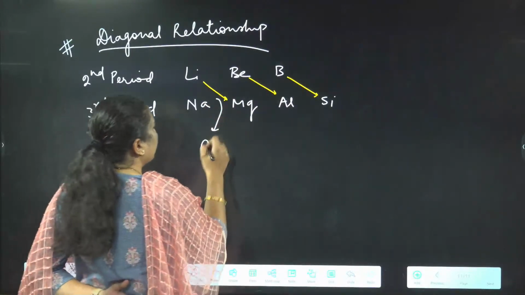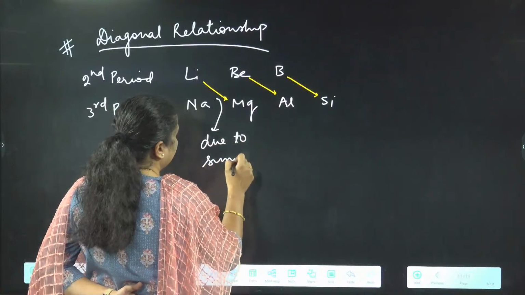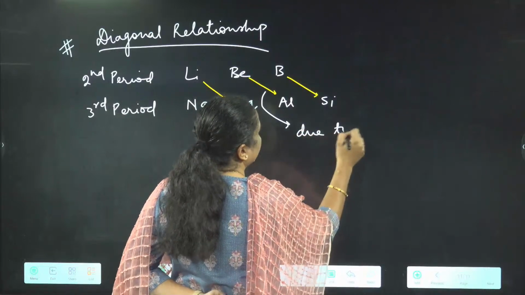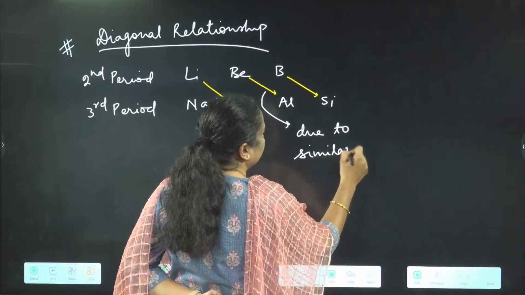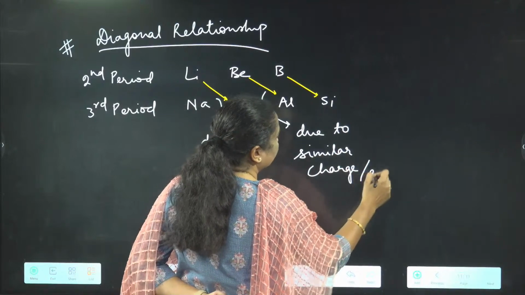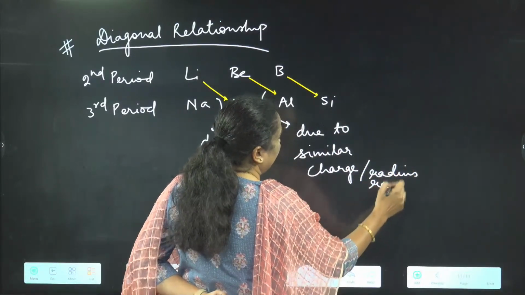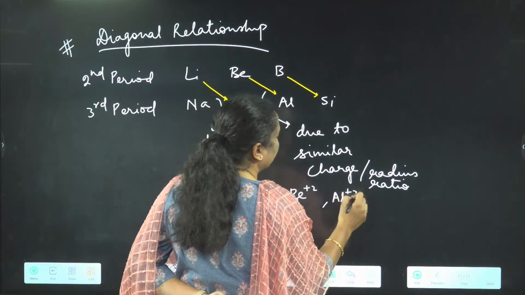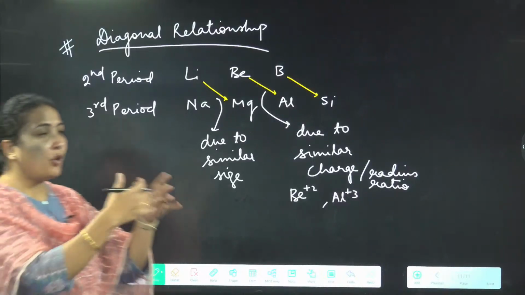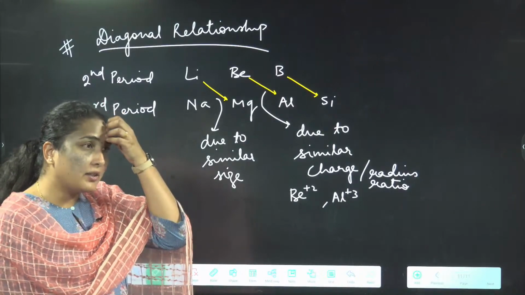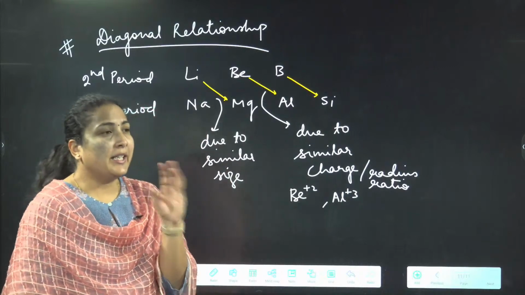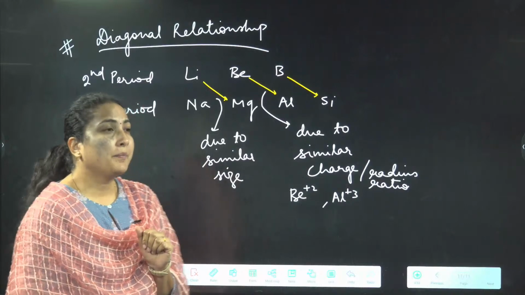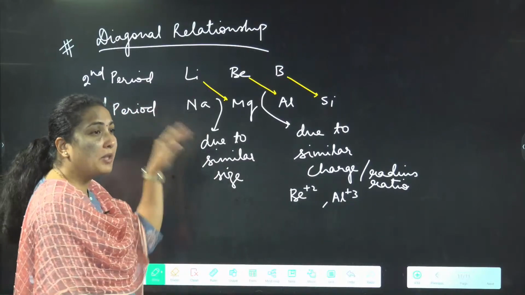Okay. So this diagonal relationship is due to similar size of them, right? And here due to similar charge to radius ratio, right? And when I'm talking about similar charge to radius ratio, that means I'm talking about Be plus 2 and Al plus 3 here, right? So basically, we have already analyzed all the atomic properties and their trends. So somewhere you are able to see that the elements will be showing similarity if they have some similarity in their sizes, right? So here we are able to see that there is similarity in their properties.